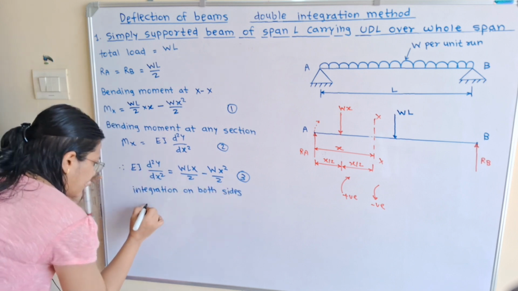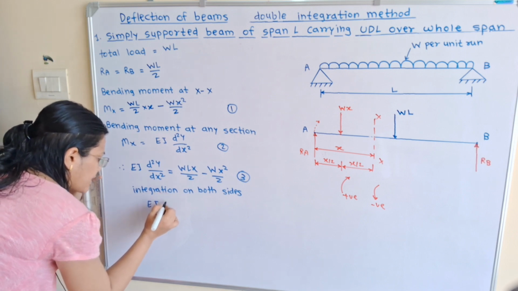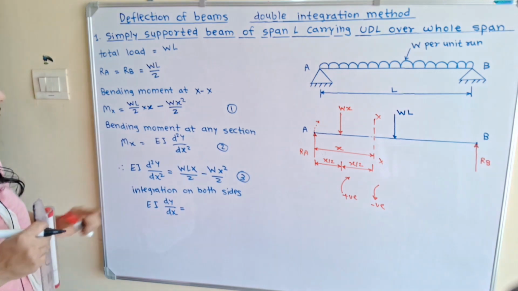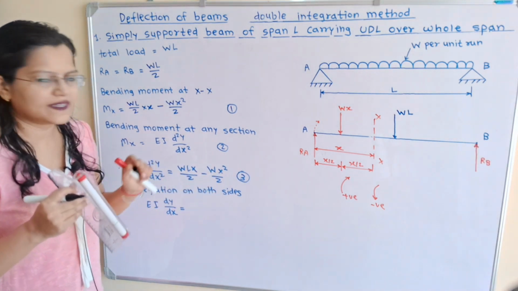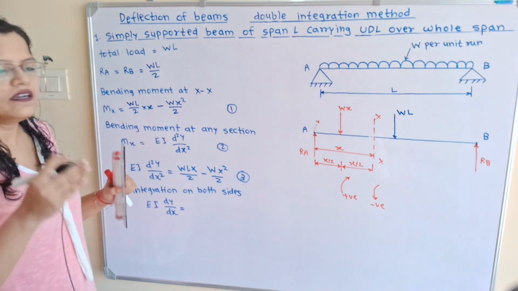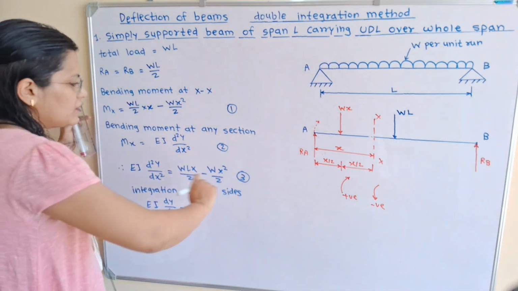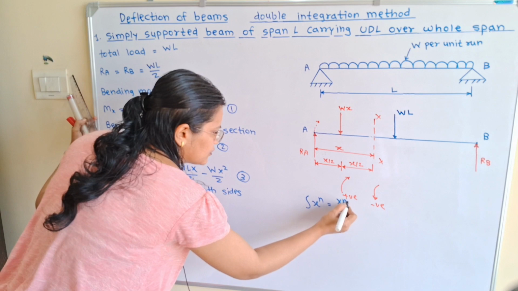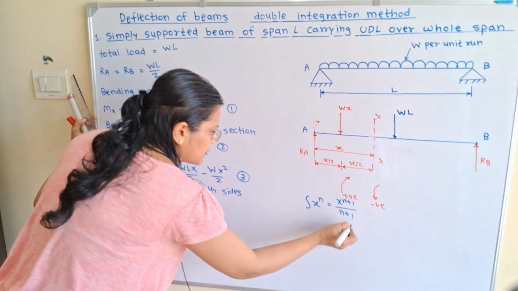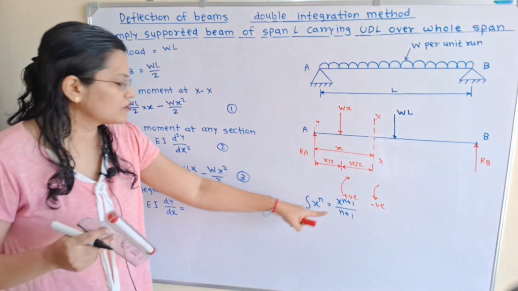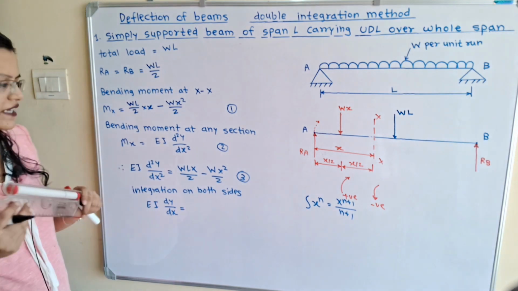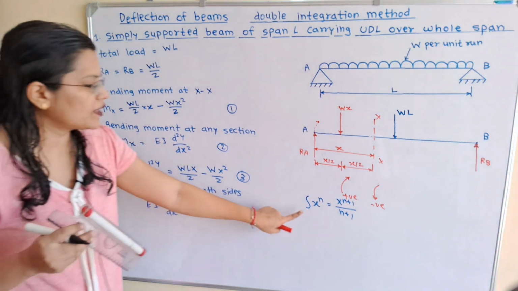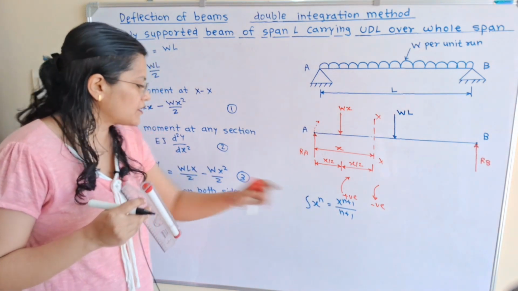So here, for the left hand side, it will become EI dy by dx is equal to... Now if we observe here, there is x as well as x square, so I will show one formula here. Integration of x raised to n is equal to x raised to n plus 1 divided by n plus 1. This is the common formula we have to apply every time. So here is x raised to 1, and for x raised to 1 it is equal to x square by 2.